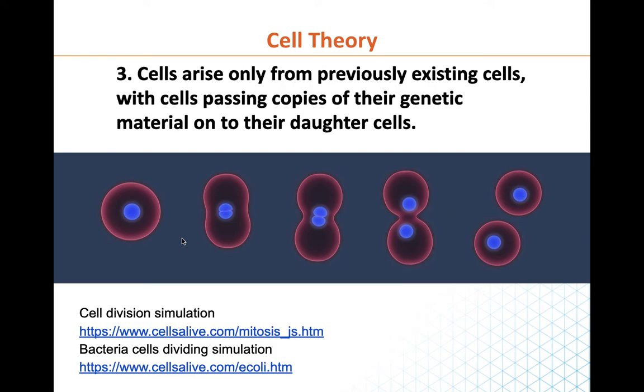And finally, cells arise only from previously existing cells, with cells passing copies of their genetic material to their daughter cells. This basically means that to get new cells, you need previously existing and living cells. If I went and killed all the bacteria on the table, like if I cleaned my table and all of it was gone, no new bacteria would come in unless one of them survived or if some of it blew in with the wind or on somebody's hands or something like that. But basically, cells need to come from other cells. And their genetic material comes from the cell that they came from.